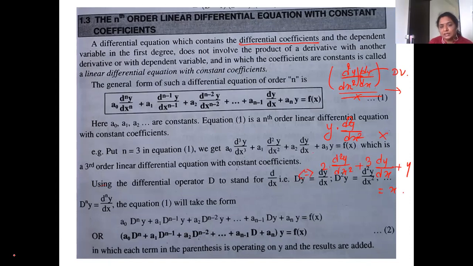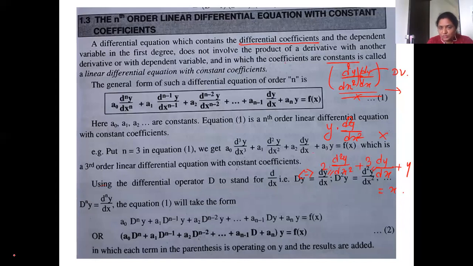Yes. And the multipliers, the coefficients, are constants, numbers. Here the coefficients are 2, 3, 4, whatever. These are the numbers and the constants. So if all these things are following in your equation, then that equation is called an LDE with constant coefficients. Clear? So how can your equation be?